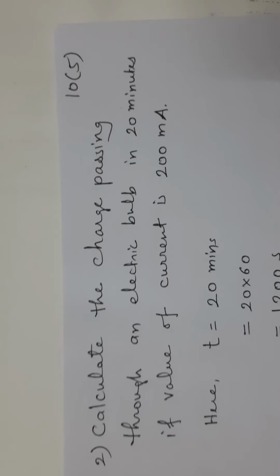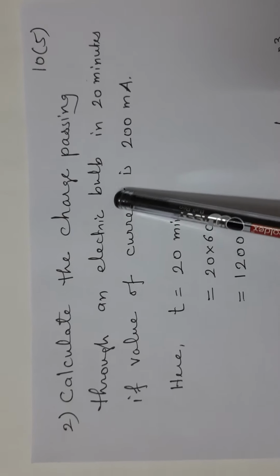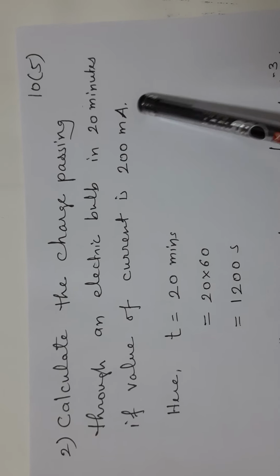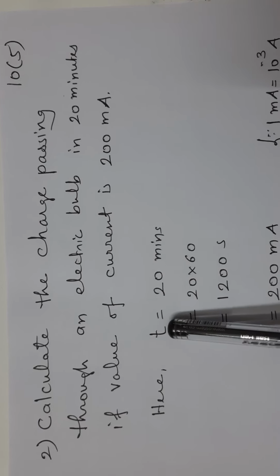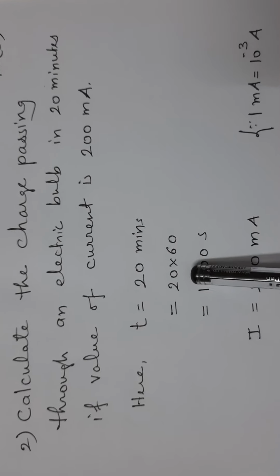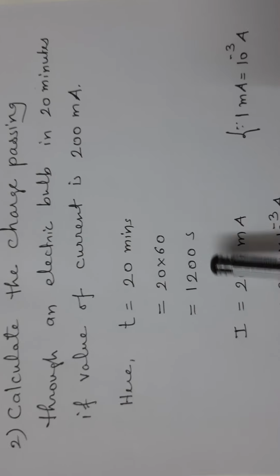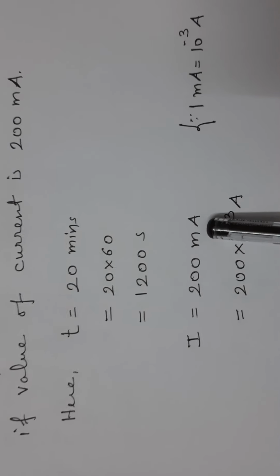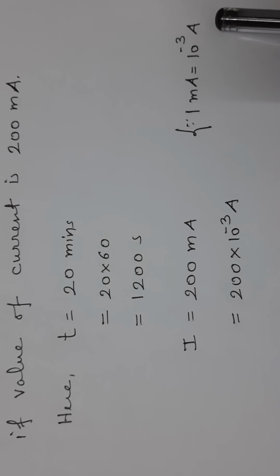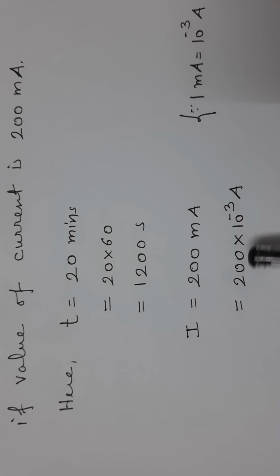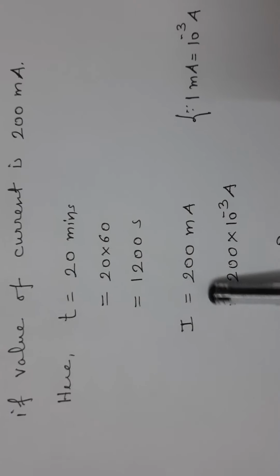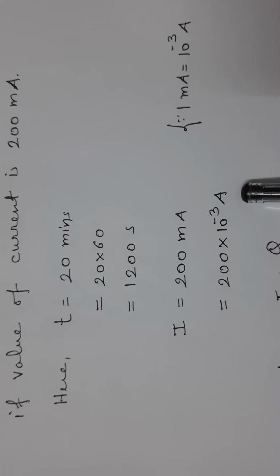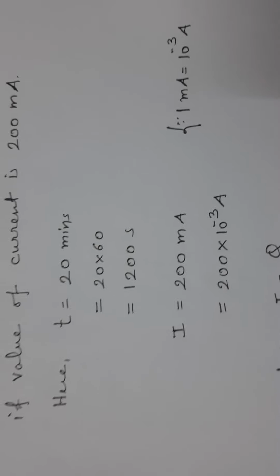Let's see another one. Calculate charge passing through an electric bulb in 20 minutes if the value of current is 200 milliampere. So time is 20 minutes. We need to convert it into second. So 20 into 60, it comes to 1200 second. So I is equal to 200 milliampere. Now 1 milliampere is equal to 10 raised to minus 3, and that's why 200 into 10 raised to minus 3, it will be converted into ampere. So here it is milliampere, we are converting it into ampere by multiplying with 10 raised to minus 3.